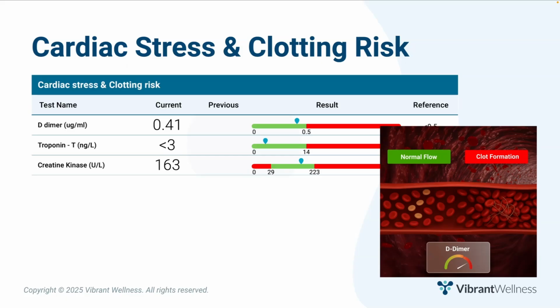Testing for clotting risk and cardiac stress evaluates markers related to thrombosis and myocardial injury. D-dimer is a marker of clot breakdown, with elevated levels suggesting that clots have formed and are being degraded somewhere in the body. It doesn't pinpoint where, but it signals ongoing coagulation and fibrinolysis. Troponin T is a sensitive marker of myocardial injury and is commonly used to assess the likelihood of heart attack. Creatine kinase, CK, is released when muscle tissue, including cardiac muscle, is damaged, thus serving as an additional marker of heart stress and injury. These markers together provide a comprehensive assessment of clotting risk and cardiac function.